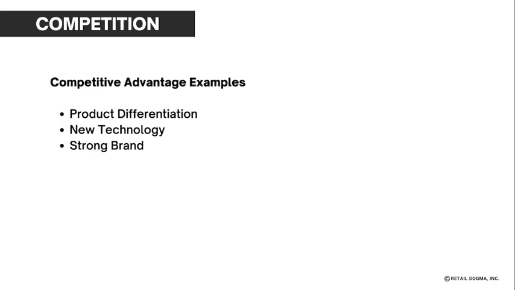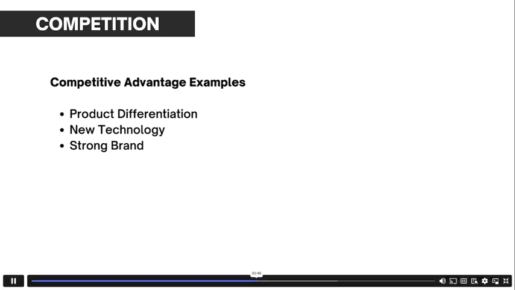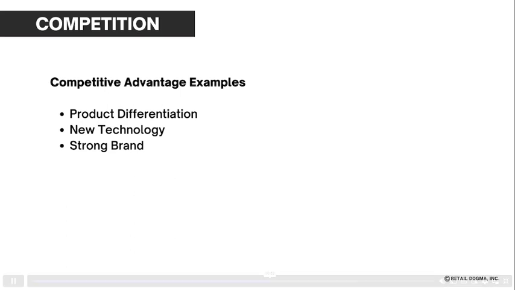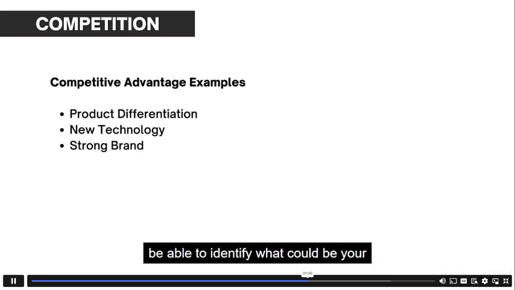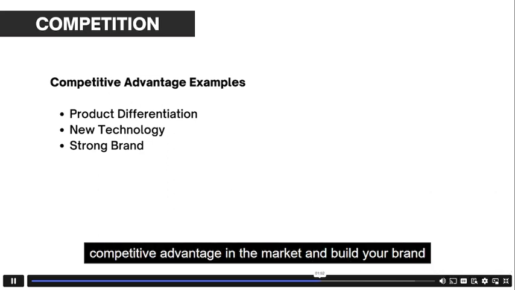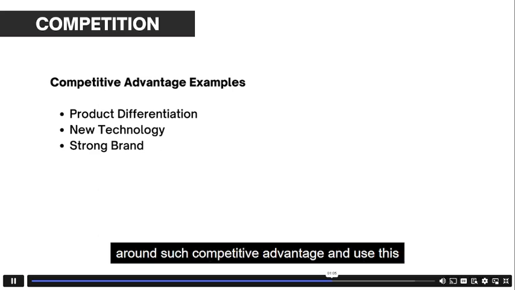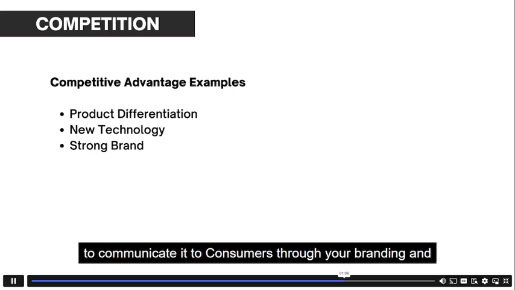This could be in the form of product differentiation, for example, higher quality materials, better styles, new technology that you have patented, or strong brand identity that you have built and people have come to trust and like. Such differentiation acts as a barrier to competition and protection for your profit margins as long as it continues to be a differentiating factor. So it's important while setting up your strategy to be able to identify what could be your competitive advantage in the market and build your brand around such competitive advantage, and use this to communicate it to consumers through your branding and positioning.